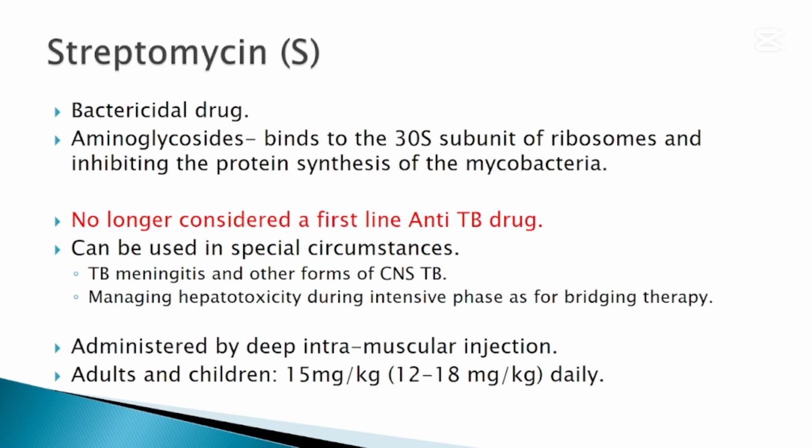A little bit about streptomycin, although this is not in the first-line category now. This was previously used, and there are some instances in which we can use this. However, currently it's not available. This is again a bactericidal drug. Being an aminoglycoside, it binds to the 30S subunit of the ribosome and inhibits protein synthesis of the mycobacteria. We can use this in certain circumstances. Previously, we used this in TB meningitis and other forms of CNS TB, and also when we manage hepatotoxicity during the intensive phase, particularly as bridging therapy. This is administered by deep IM injections, no oral forms. The dosing is again 50 milligrams per kg.